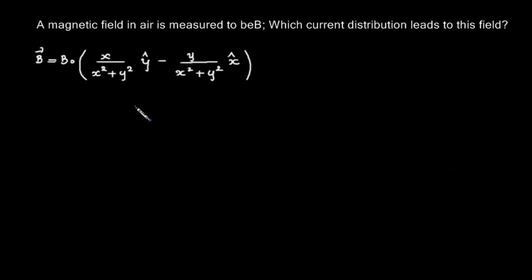This question was asked in GATE Electronics and Communication. We are given that the magnetic field in air is measured to be B, and we are asked which current distribution leads to this field. We know the relation del cross H equals J.